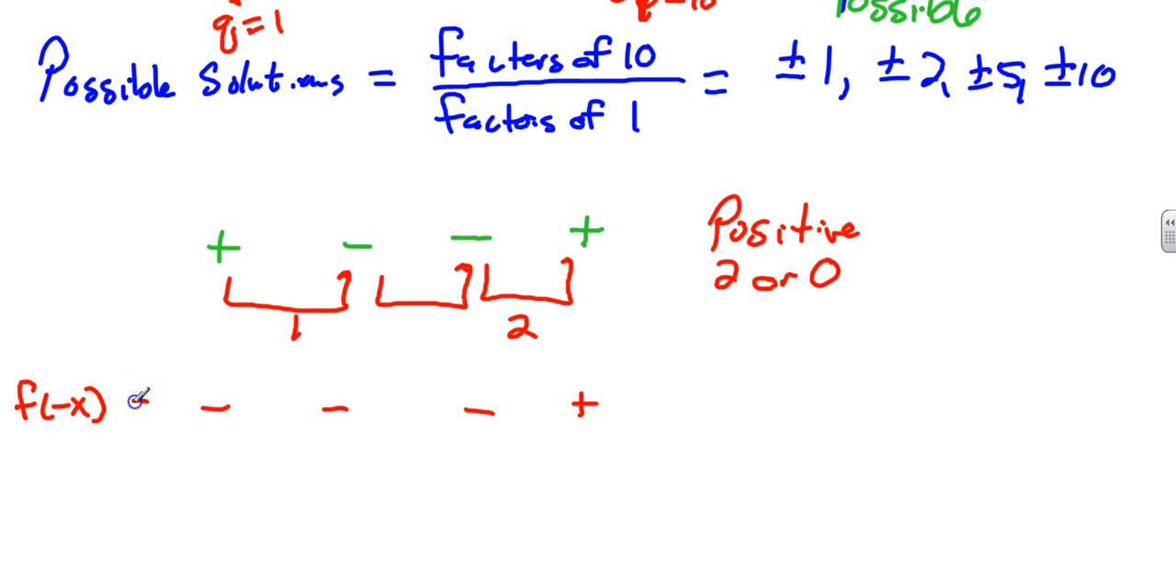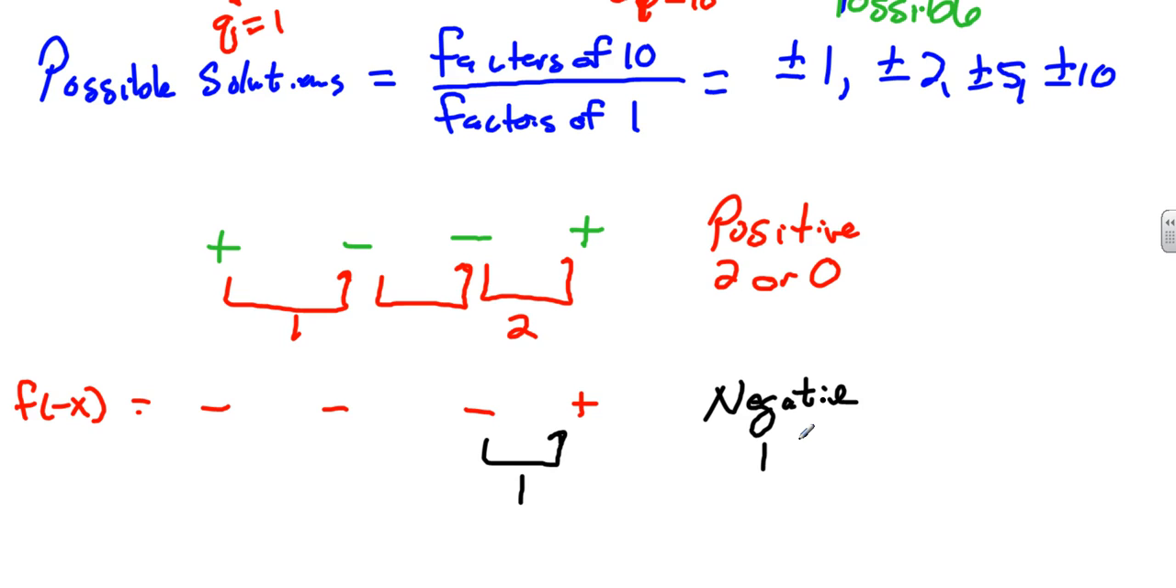So if you did f of negative x, your signs would be this. There's only one sign change here, which means there's only one negative solution. So when you're doing synthetic division, once you get one negative answer, you don't have to check any of the other ones because there's not going to be anything else. There's only one that's going to work.